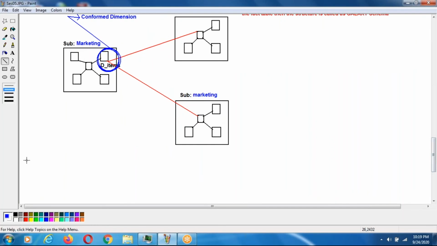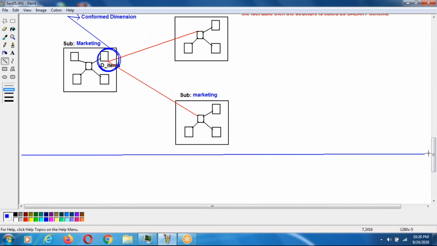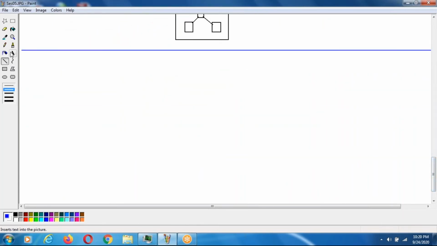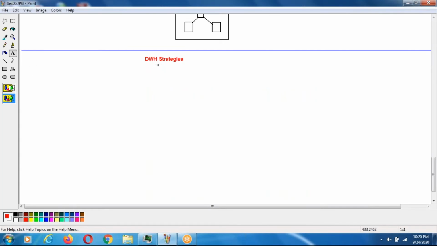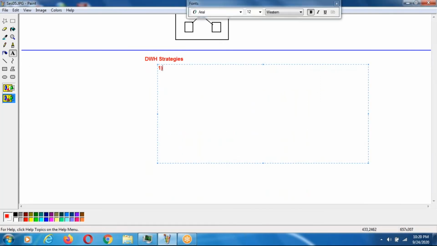So this is about data modeling. Next concept: data warehouse strategies. There are two types of strategies, called top-down strategy and bottom-up strategy.